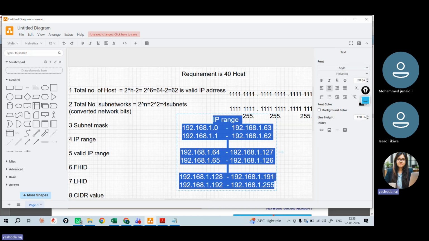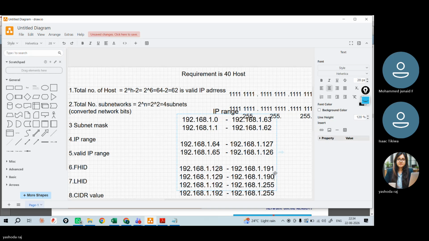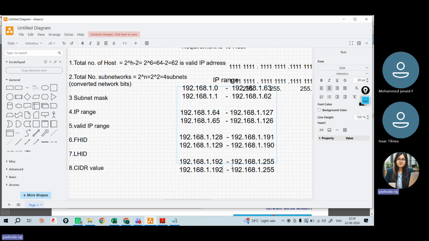And for this network, you tell me now, which is the network ID and which is the valid IP range? What is the valid IP? 129. What is the broadcast, last IP of this range? 190. So here, what is the valid IP range? Starts from 192 means 193, and here ends with 254. So this is the valid IP.